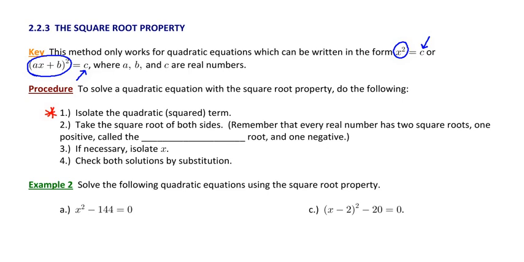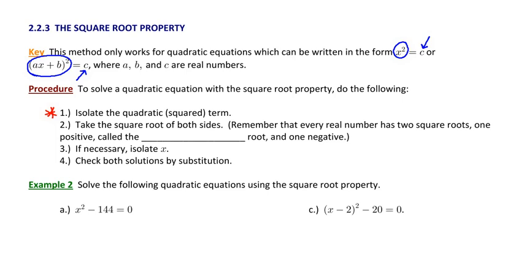As you learn all of these methods together, you'll want to compare and contrast and know for sure what each method requires. So in this case, I'm not trying to get it equal to 0. I want the quadratic term isolated. Number two, take the square root of both sides. This is where the method gets its name.